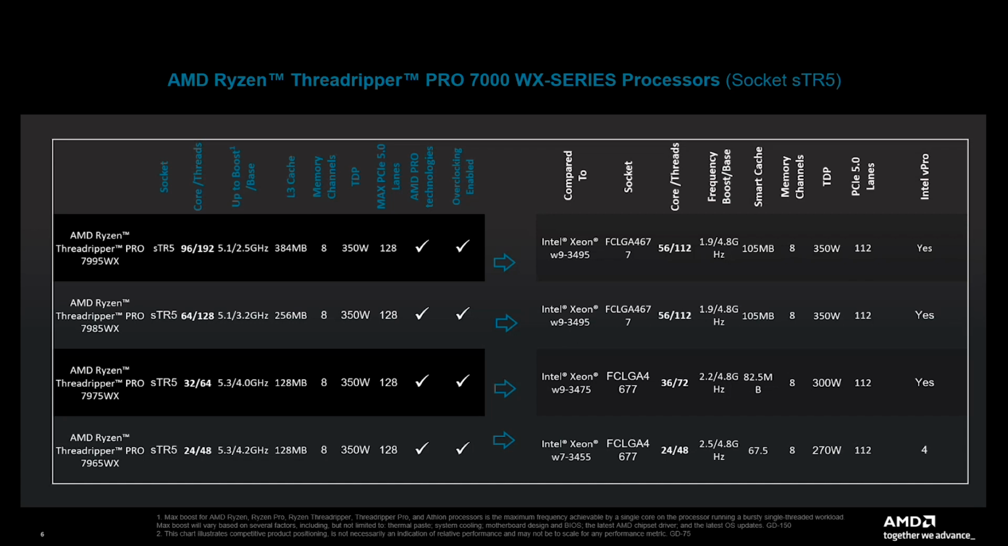And of course, you can see the smart cache for more responsiveness. We have up to 384, whereas the competition is only up to 105. And memory channels are the same with both, and TDPs are the same with both. It takes the same amount of power. And of course, we have more PCI lanes, 128. The competition only has 112. So AMD has the Pro technologies on everything. Intel also has the vPro, and overclocking is enabled in all the AMD processors, which is not the same case with Intel.